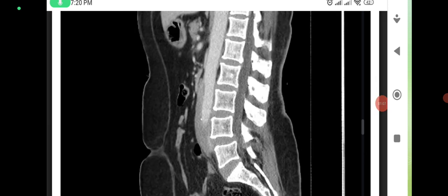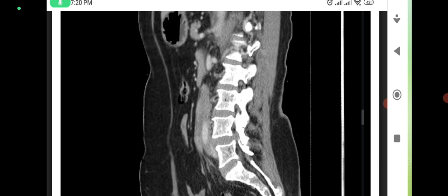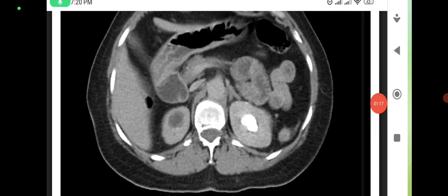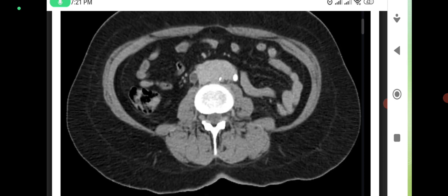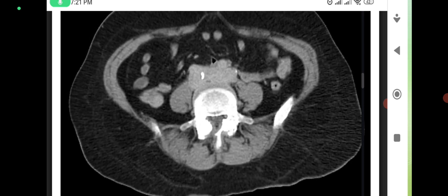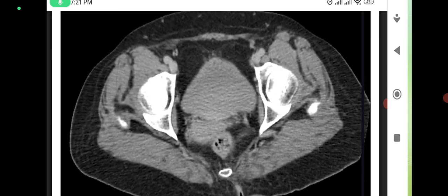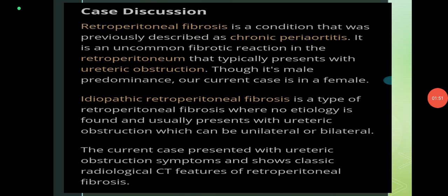In the sagittal, you can see the extension of the soft tissue from L2 to about L4. We can see in the delayed phases, in the right kidney, there is a delayed excretion of the contrast in comparison to the left kidney, denoting aggressive obstruction more than the left. This is a classic picture of retroperitoneal fibrosis.